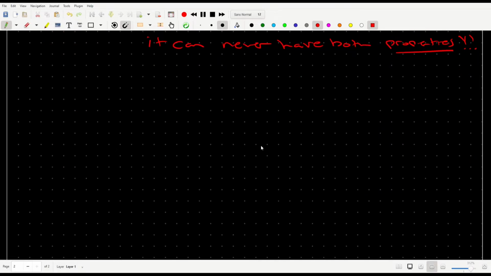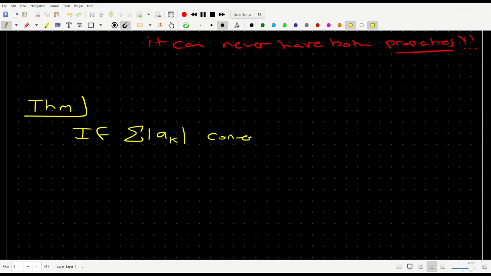So we have one very nice relationship between the series, and this is sometimes called the absolute convergence test, or the absolute convergence theorem. We have that if a given infinite series of absolute values converges, then the series itself, the original series itself, must also converge.